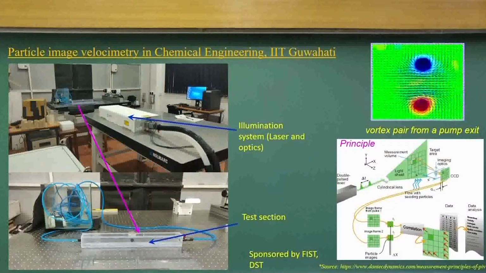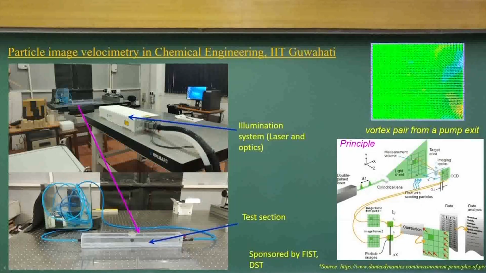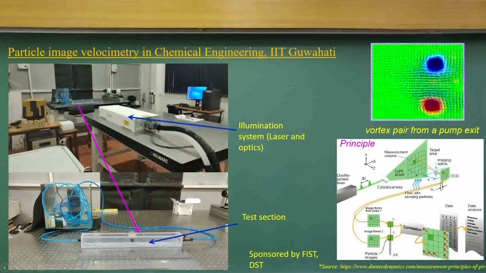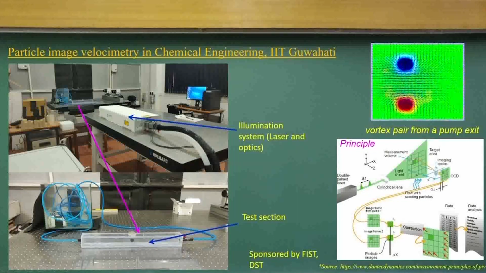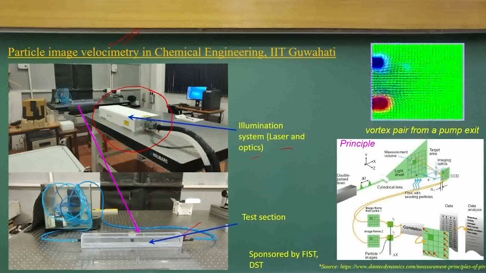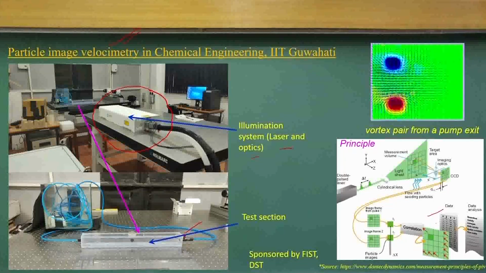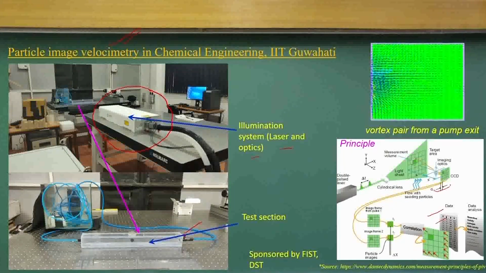Now, if you look at the facility granted by the Department of Science and Technology, Government of India, this facility is known as the particle image velocimeter. This is a facility which generates a laser beam, and that laser beam passes through the test section, which has two cameras and two monitors. With image processing, we can compute the three-dimensional velocity fields.